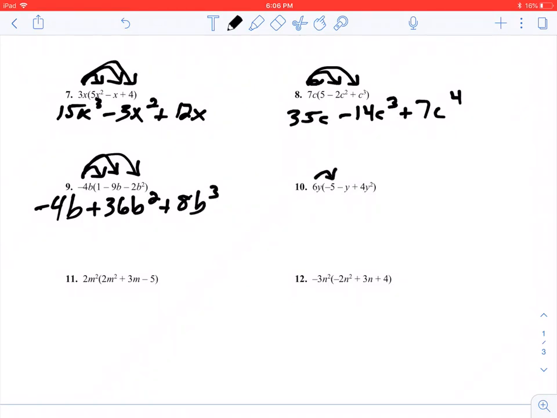Moving on. 6y, 6y, 6y. So we get negative 30y minus 6y squared. And 6y times 4 is 24y to the third.